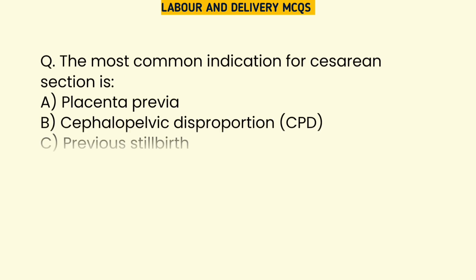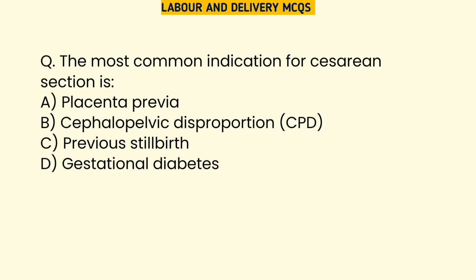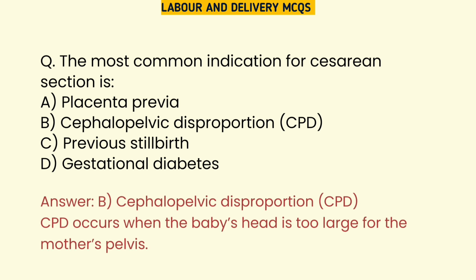Next question. The most common indication for cesarean section is. Correct answer is B. Cephalopelvic disproportion (CPD). CPD occurs when the baby's head is too large for the mother's pelvis.